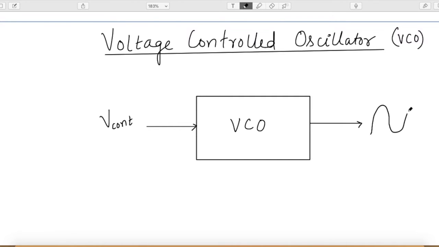a sine wave or a square wave, right, of a frequency like f out, whose time period is 1 by f out. The frequency is f out, or we can say omega out. So for a particular voltage, it is going to spit out a particular frequency. So the question is, why do we require a voltage controlled oscillator in a PLL?